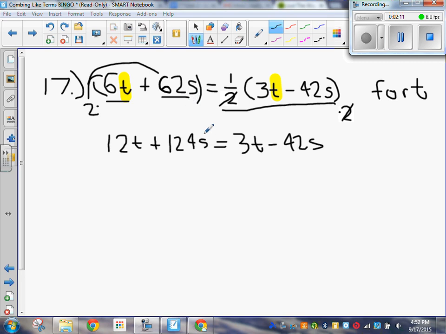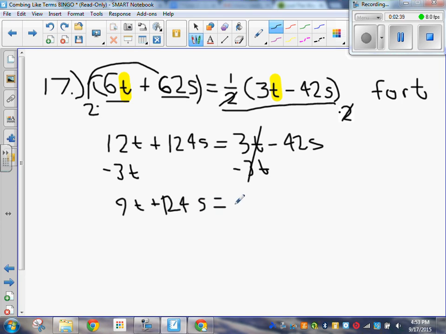The next step I have to do in this problem, I want to get my t's on both sides, so I'm going to subtract 3t from the right side, and what I do to the right, I must do to the left. You're going to cancel on this side, and you're going to get 9t's on the left side, and then I just carry everything else down, plus 124s. That's equal to, that minus sign stays there, minus 42s.